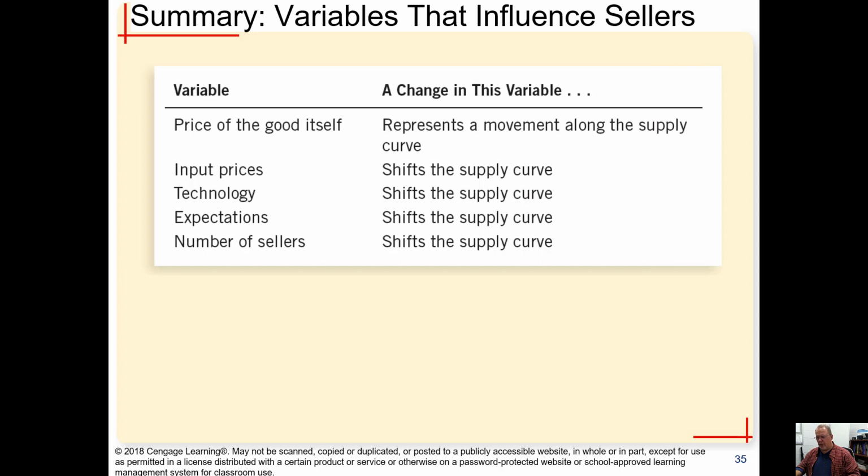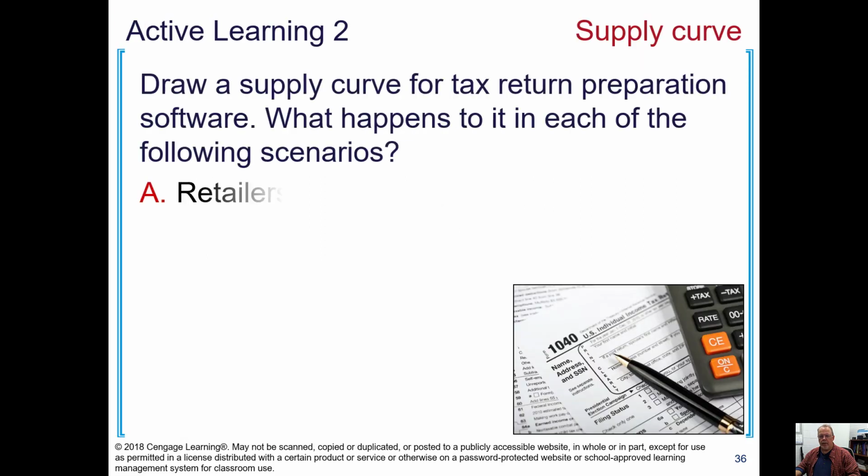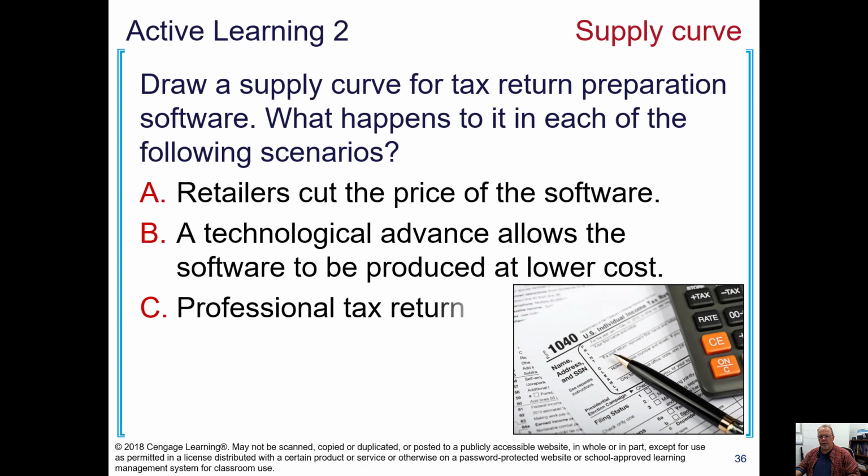Here's the same chart we saw before. Price of goods itself. If they just change the price of the good, it is movement up but not along. The rest of these are shifters of the supply curve. They want us to draw a supply curve for a tax return preparation software. What happens to it in each of the following scenarios?